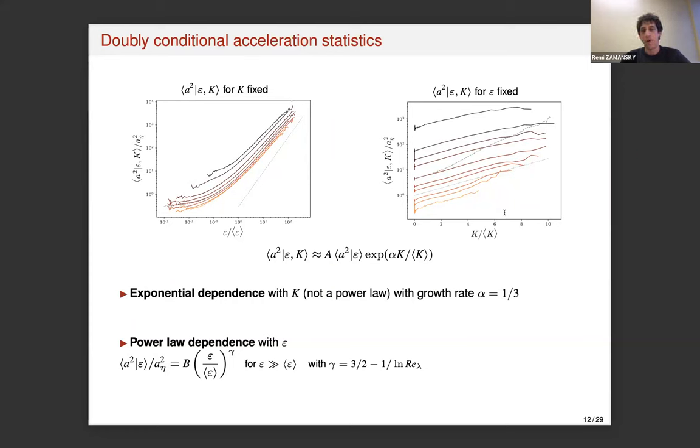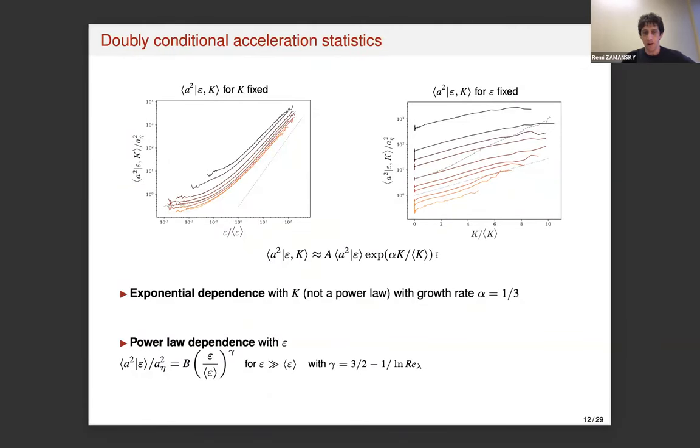And if now you look at the evolution for a fixed value of epsilon versus k, here again the different values of epsilon correspond to the different colors. If you increase epsilon, you are moving toward the black color. And you can see that when you increase k, the conditional acceleration variance increases exponentially. Notice here it's a logarithmic scale versus a linear scale. And so we have an exponential dependence of the acceleration on the local kinetic energy.